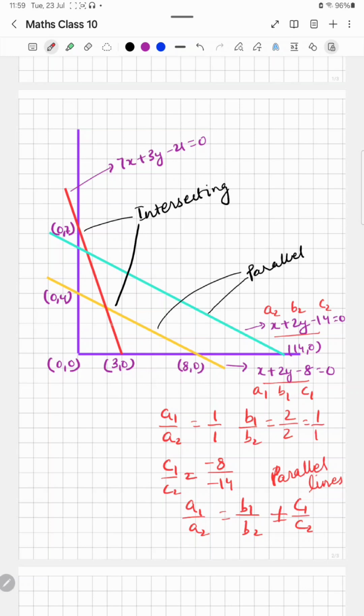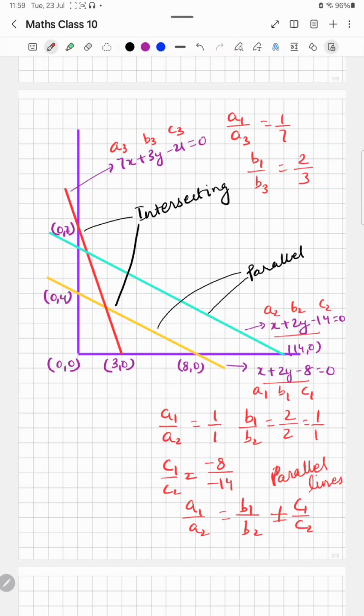Now one of these red lines is intersecting with both these parallel lines. In this case, because they are intersecting, this is say a1, b1 and c1. Let's say this is a3, b3 and c3. So here we can see that for these two lines, this yellow one and the red one, a1 by a3 is equal to 1 by 7, while b1 by b3 is equal to 2 by 3, and they are not equal. So that's why they are intersecting lines.